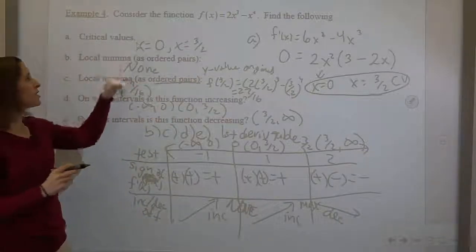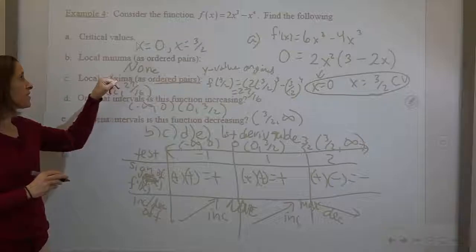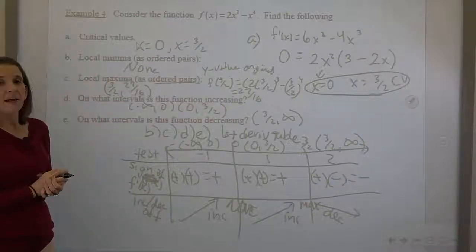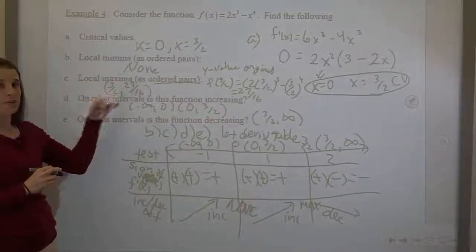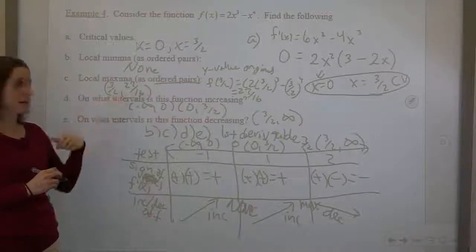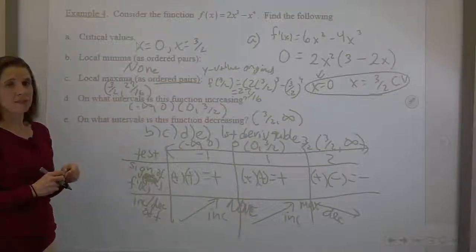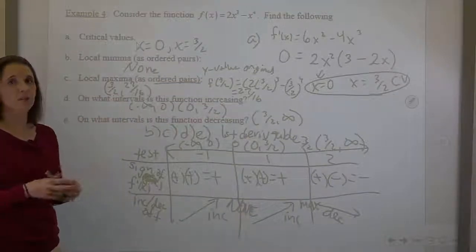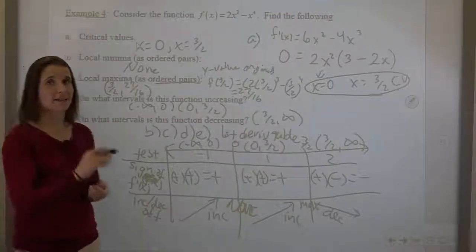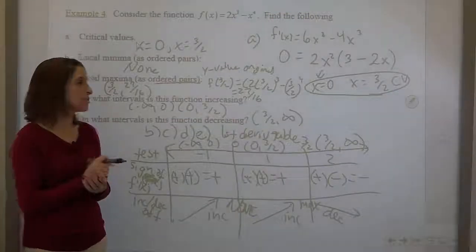So I've got my critical values. I say that there are no minimums based on my table. I have the ordered pair for the maximum. I had to use the original function to find its y, and I have my intervals of increasing and decreasing. And so eventually we're going to put all that together to actually then hand sketch the graph on a grid that I will provide for you.